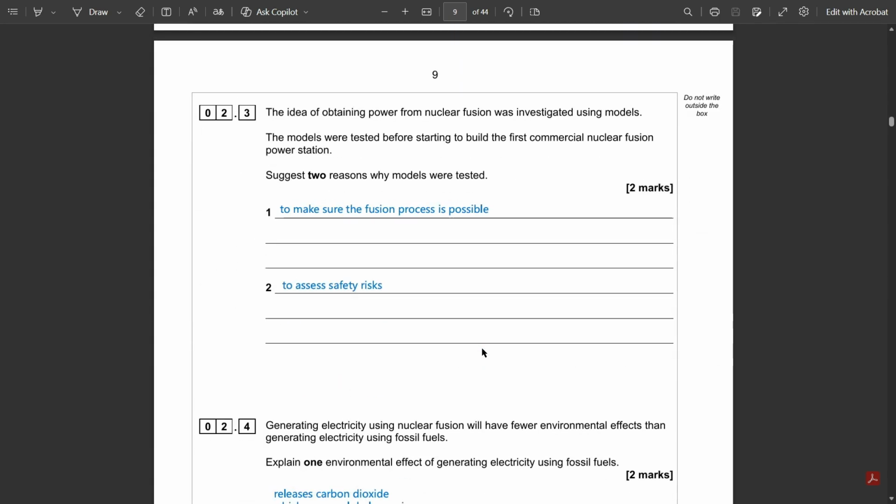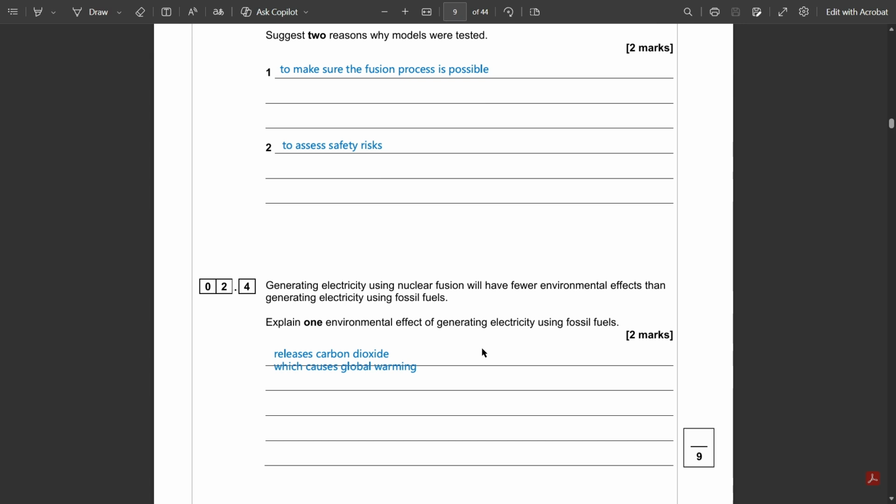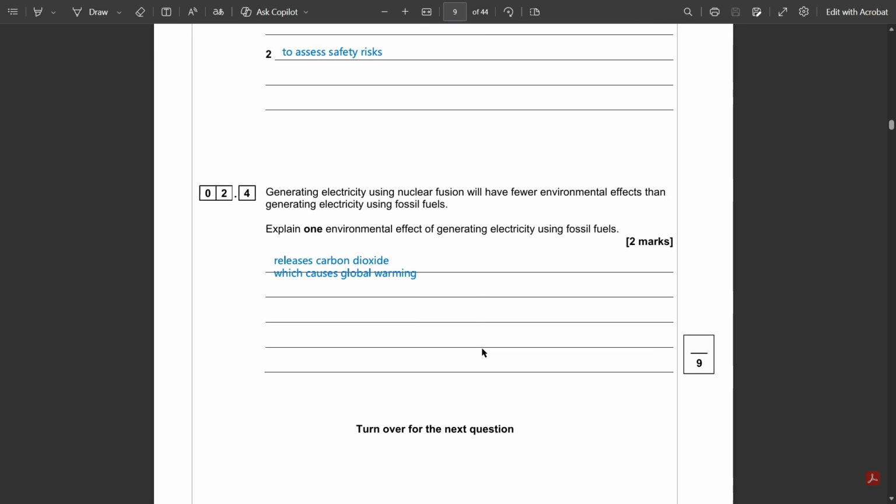Next up, 2.3, the idea of obtaining power from nuclear fusion was investigated using models. The models were tested before starting to build the first commercial nuclear fusion power station. Suggest two reasons why models were tested: A, to make sure the fusion process is possible, and B, to assess safety risks. Then, generating electricity using nuclear fusion will have fewer environmental effects than generating electricity using a fossil fuel. Explain one environmental effect of generating electricity using fossil fuels. Well, it releases carbon dioxide, which causes global warming. There are many you can go for, but that's just the simplest one.